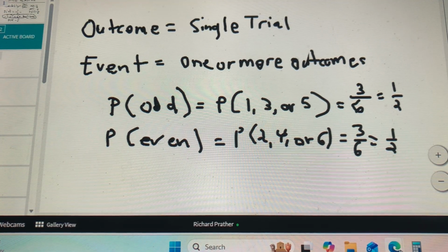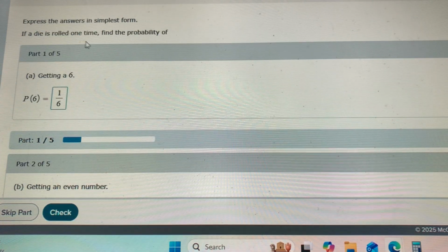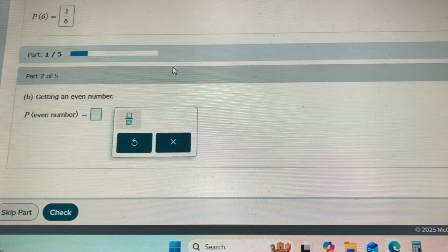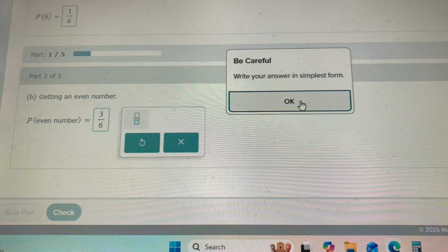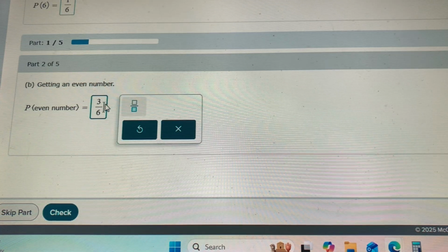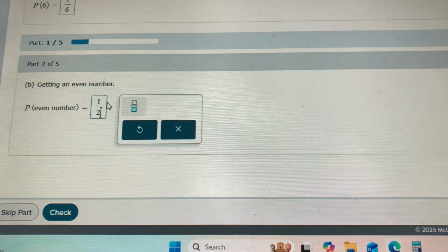Now they said put it in simplest form. So if you put 3 out of 6, it's technically equal to the answer, but they count it wrong. So you write your answer in simplest form. You always have to reduce when you can. 1/2. Both of those divide by 3.